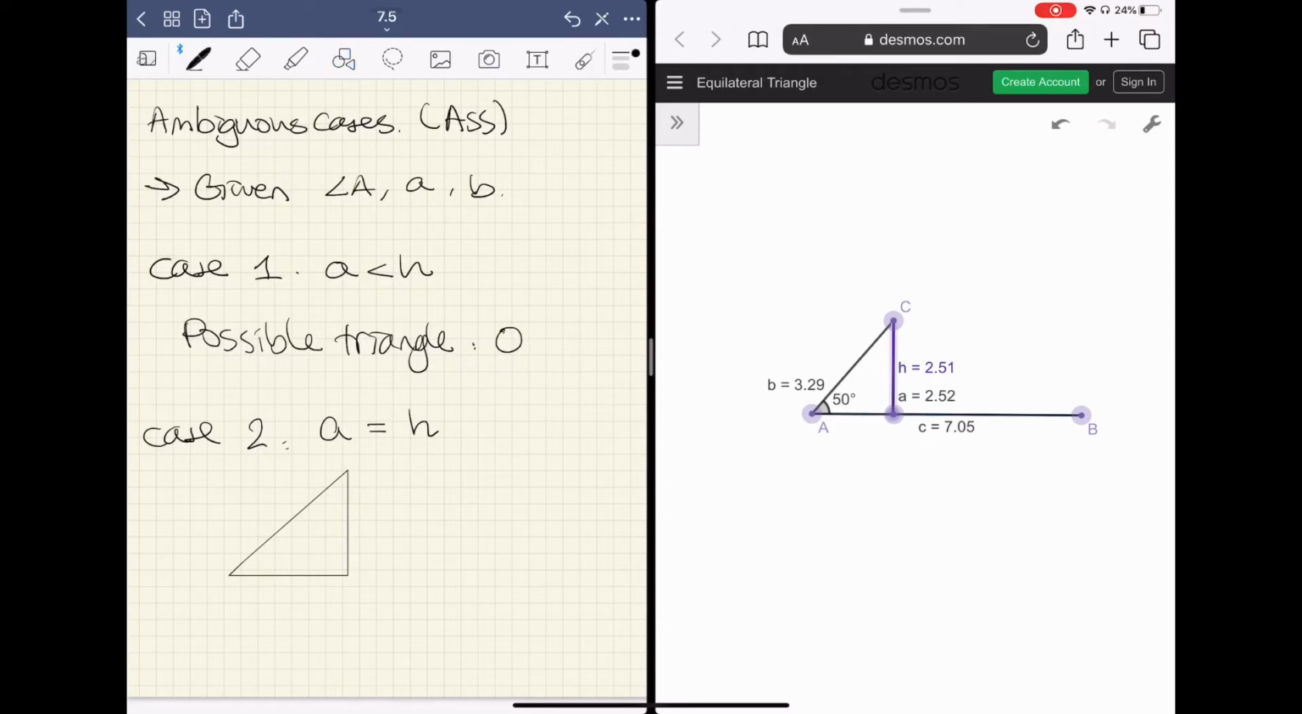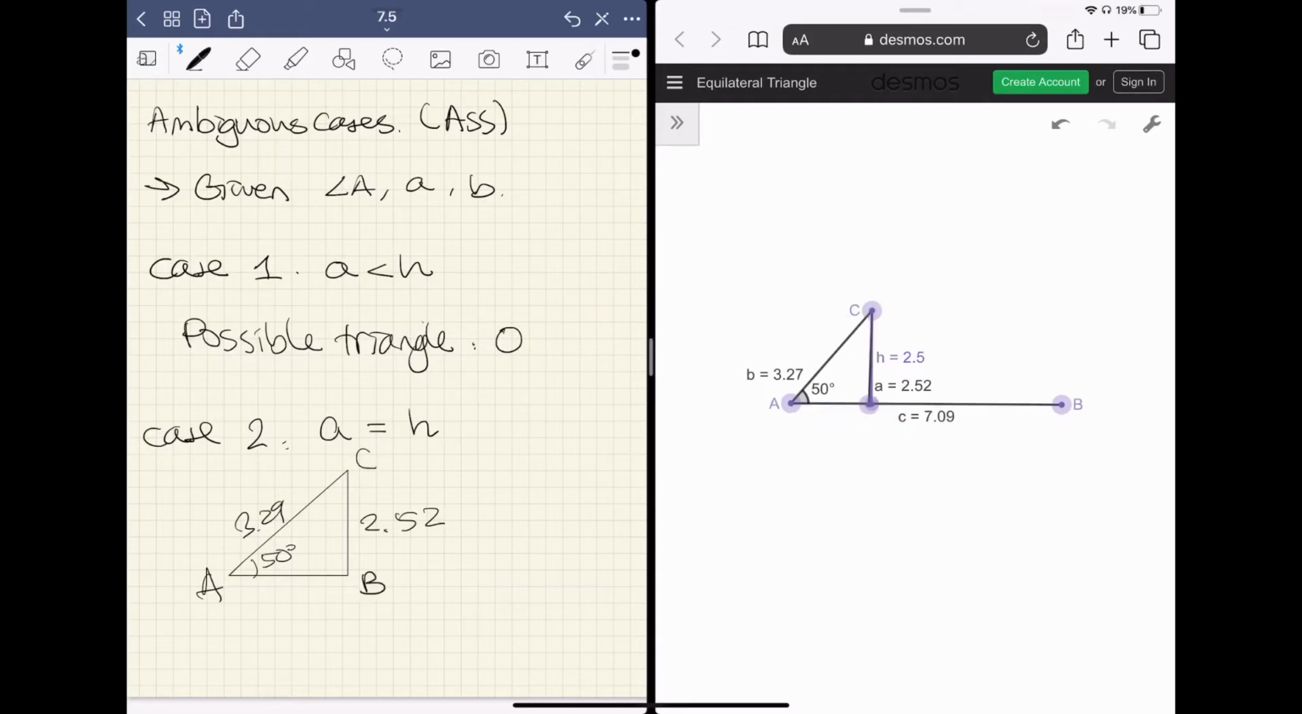where angle A is 50 degrees, side B is 3.29, and A is 2.52. So the question will ask you to find angle B. Find angle B. To find angle B, we'll need to use sine law again.